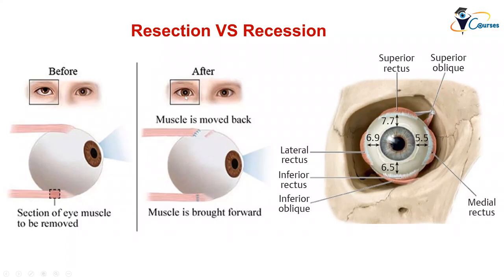So do you now understand when we said in the lecture what is meant by RR, or recession resection? We recess the muscle that we need to weaken and resect the muscle that we need to strengthen.